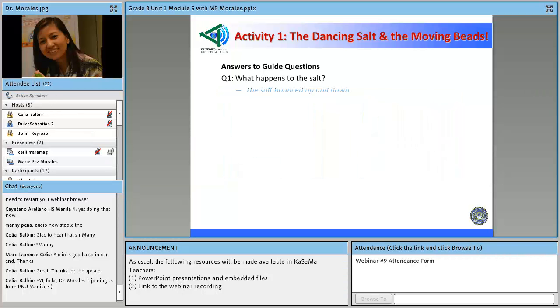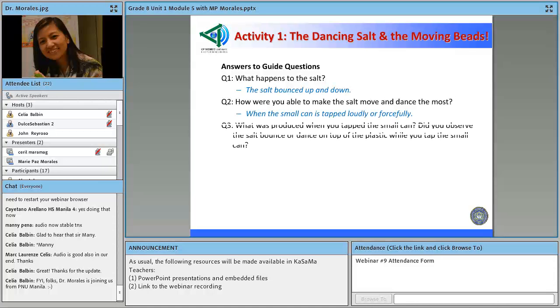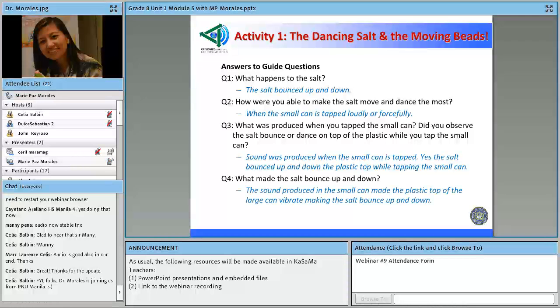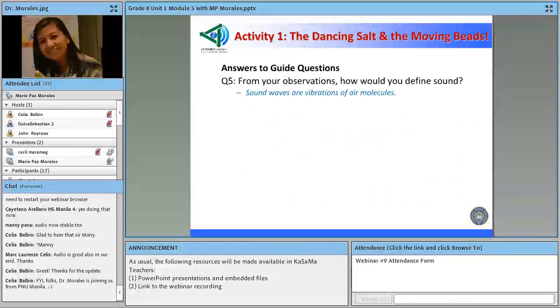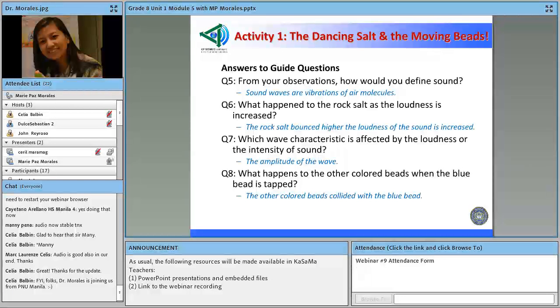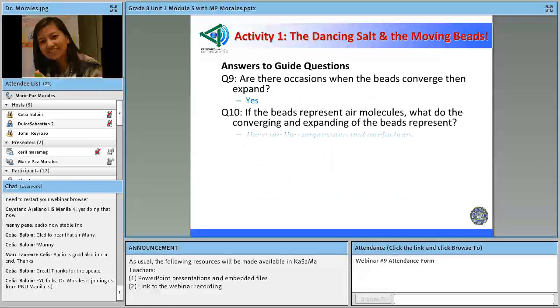I also presented here different guide questions. The guide questions can serve as your questions during the post-activity discussion. The guide questions were developed in such a way that they are developmental in nature. You can probably adopt the teach by questioning approach, so you can make use of the different questions there. I also included the different answers to these questions, which are also found in your teacher's guide.